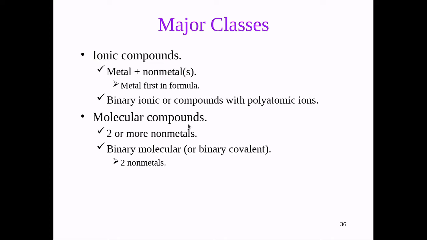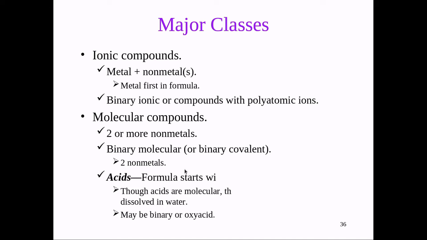Then we have our molecular compounds, and this is going to be indicated by the fact that there's no metal. So there's 2 or more non-metals. And then it could be a binary molecular or binary covalent, they might call it, where we have 2 nonmetals bound together, or it could be one of the acids, which is going to have a formula that starts with an H, a hydrogen. Though acids are molecular, they behave as ionic when they dissolve in water, and they may be binary or they may be oxyacids. So there's some subgroups in the acids.